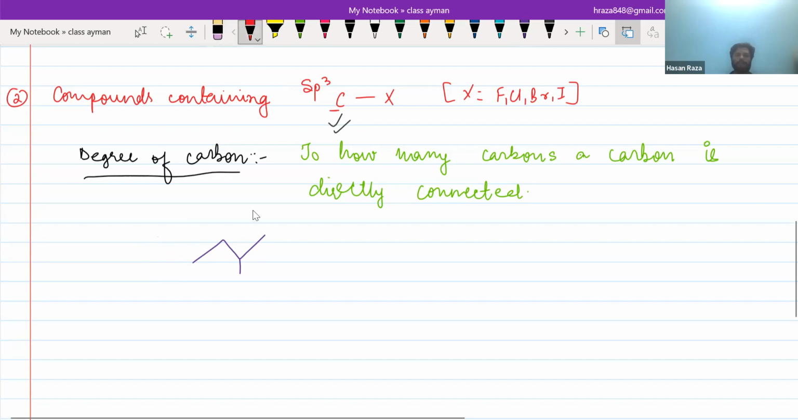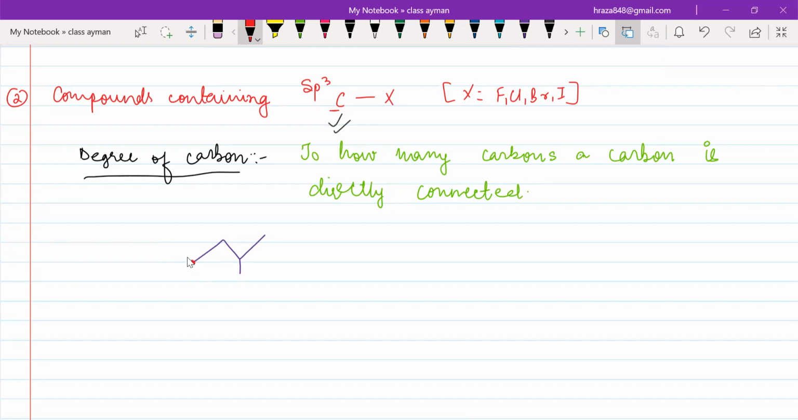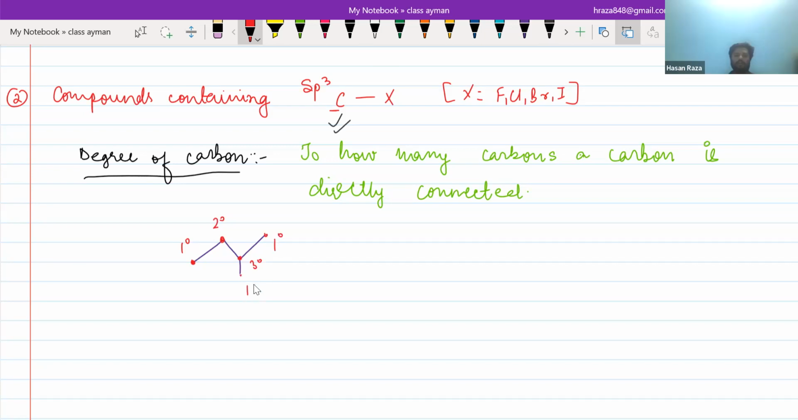Now see, if you are going to calculate the degree of a carbon, can you tell me to how many carbons it is directly attached? 1. That means it is 1 degree. How many for this one? 2 carbons directly, so 2 degree. What about this? 3 degree. Very good. What about this? 1 degree. This is how we are going to calculate the degree of carbon. Is that clear?